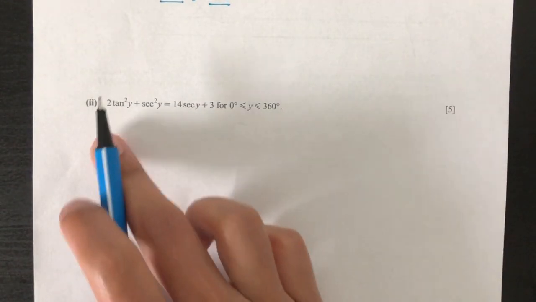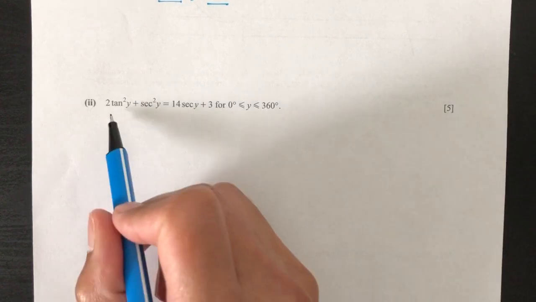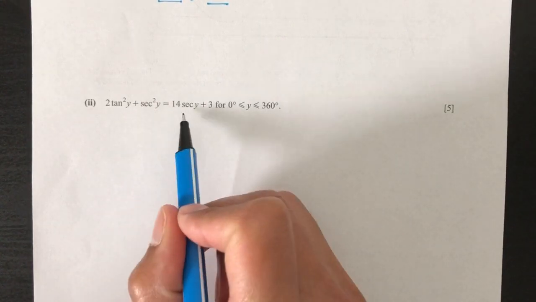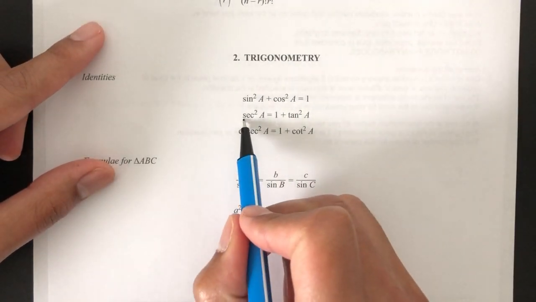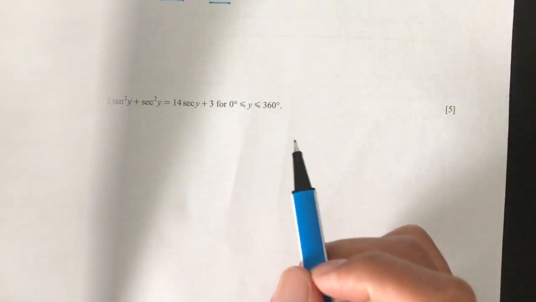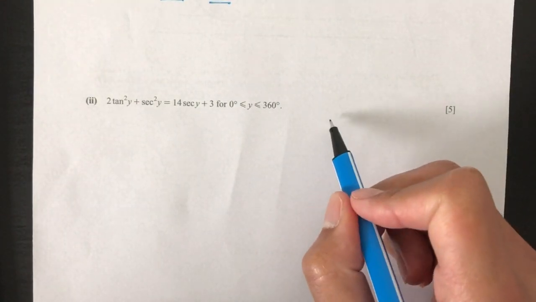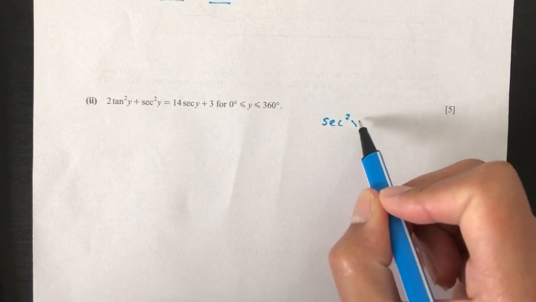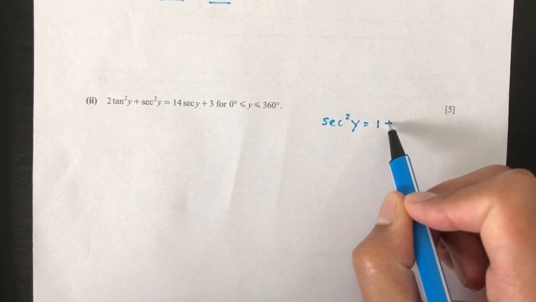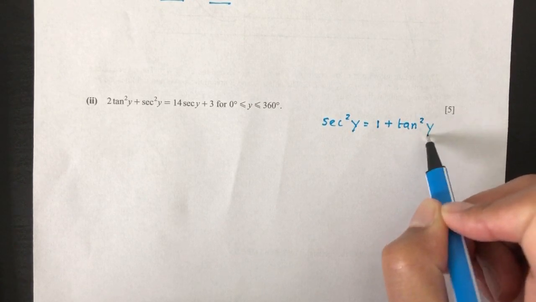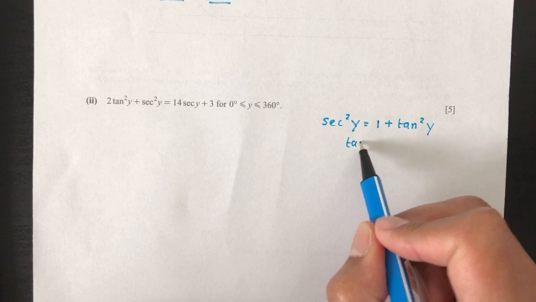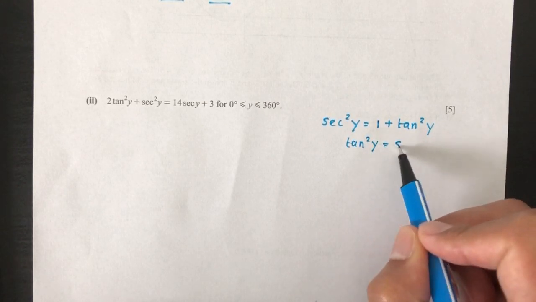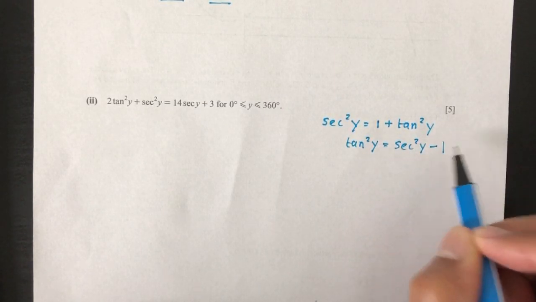Now for part 2, we have to solve this one. If you see there's tan square, sec square, you have sec, you have to look at your formula. In this case, you can just go back to your main sheet. You will see you have this equation that you can use for this question, which is sec square y is equal to 1 plus tan square y. So we can replace tan square y with sec square y minus 1.